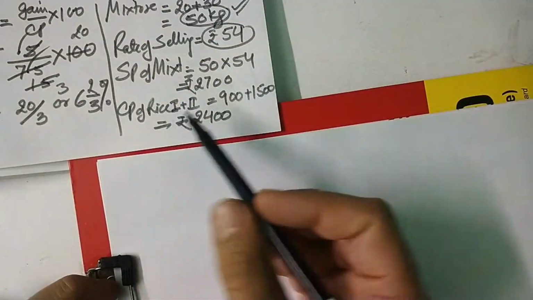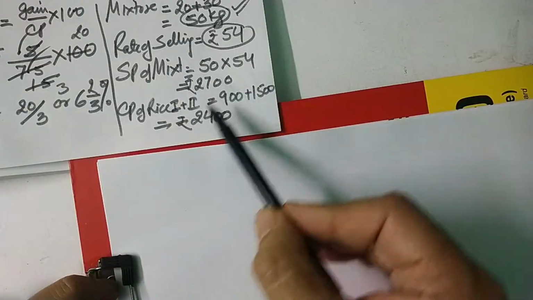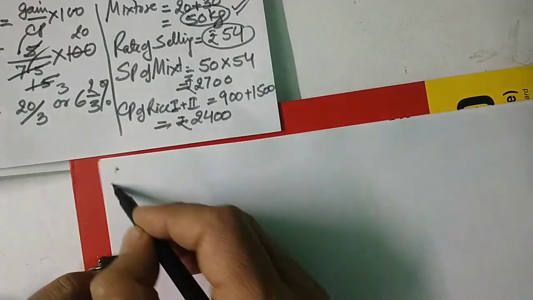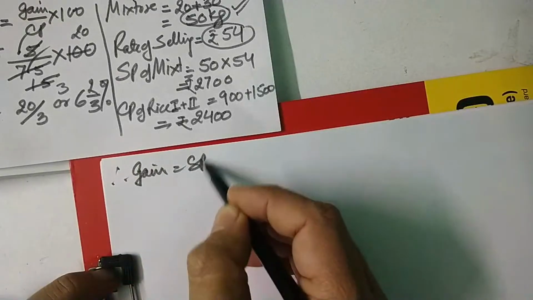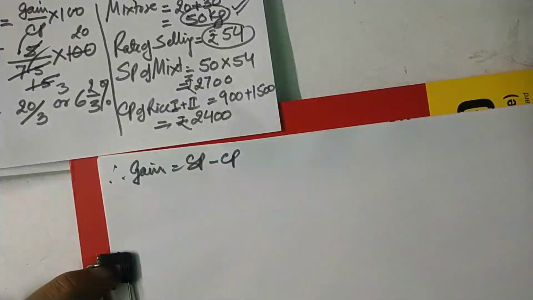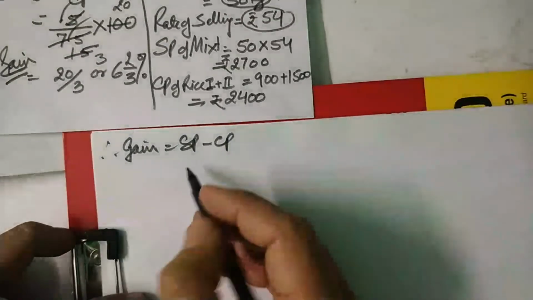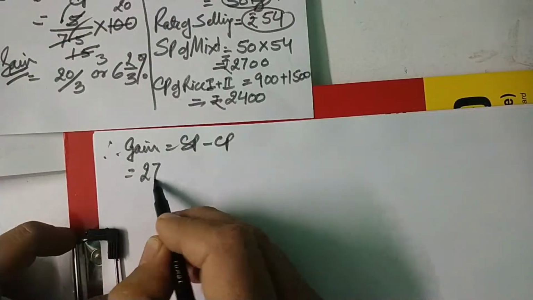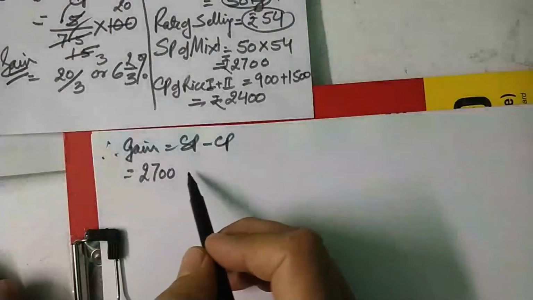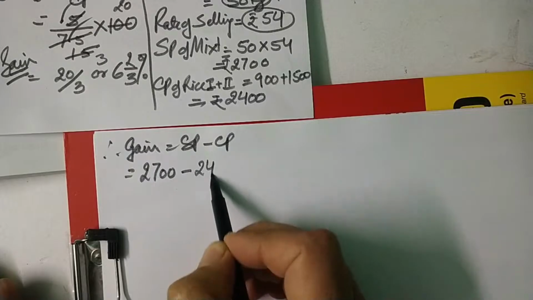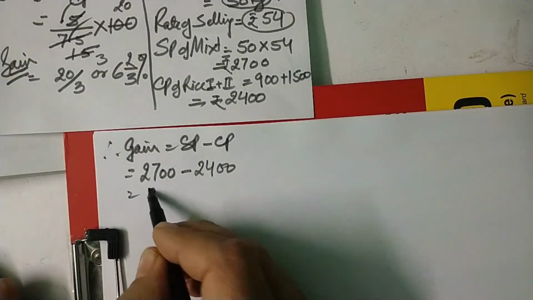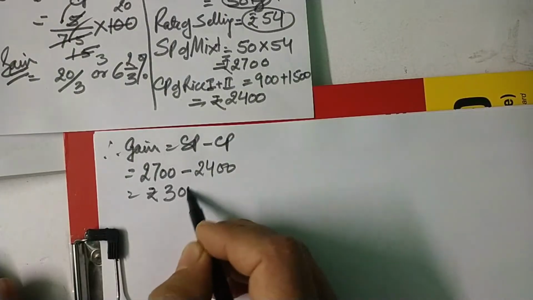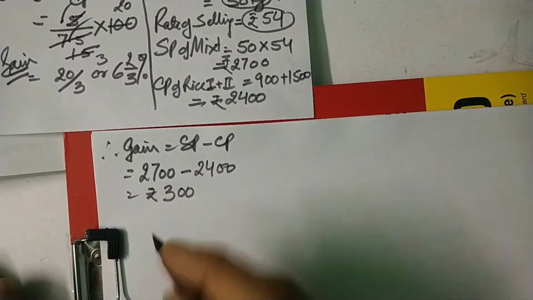So since the selling price is 2700 and the CP is 2400, therefore gain is equal to selling price minus cost price. So what is the gain? 2700 minus 2400. Gain is rupees 300. And now find the gain percent.